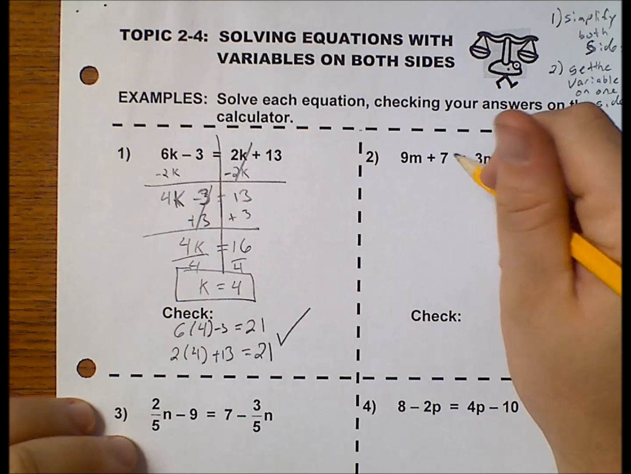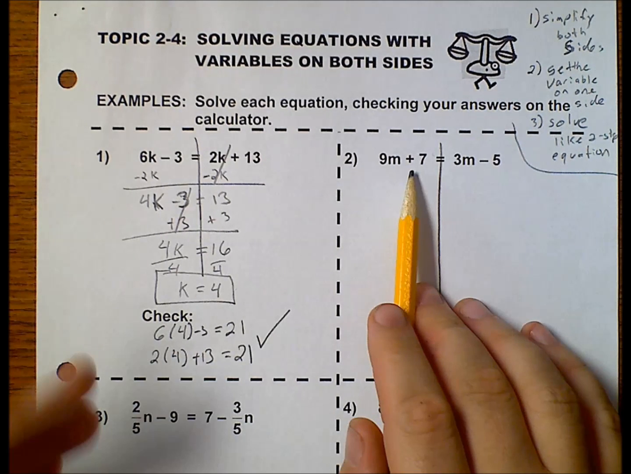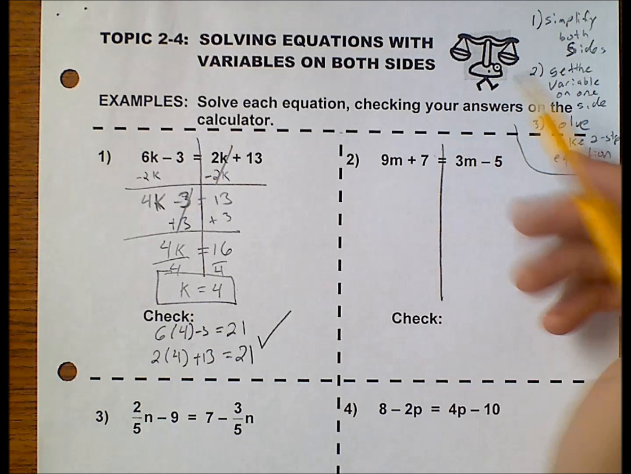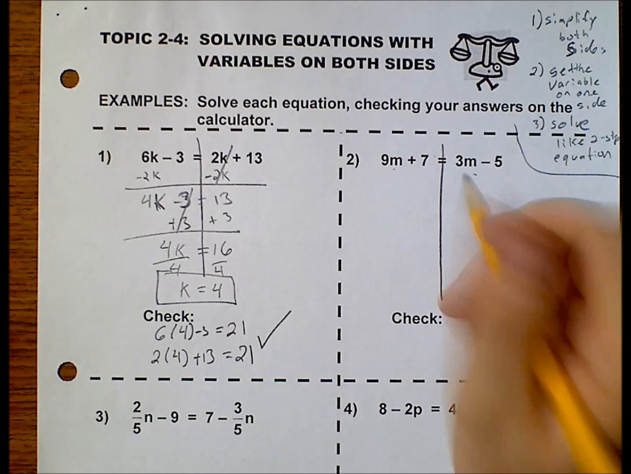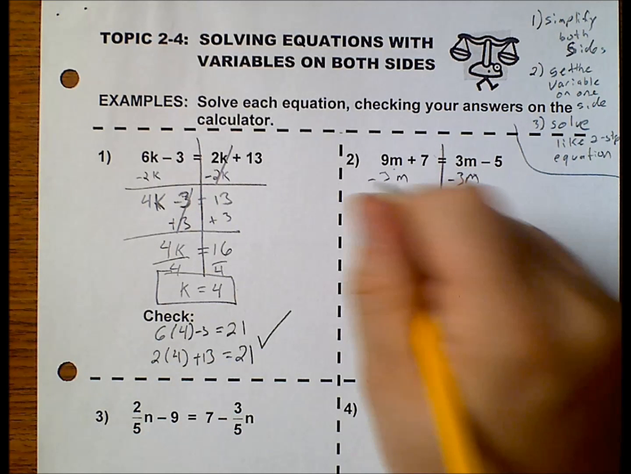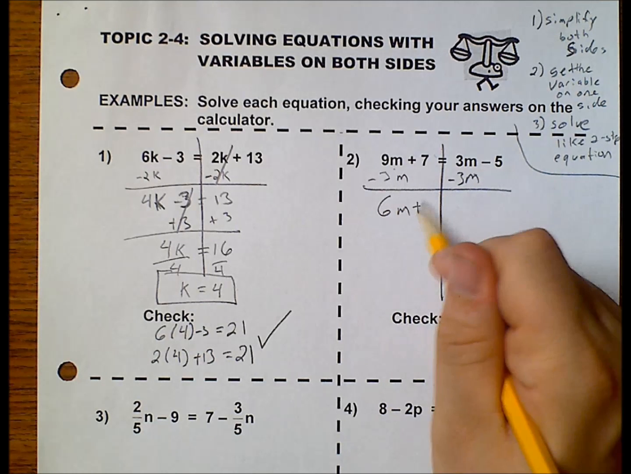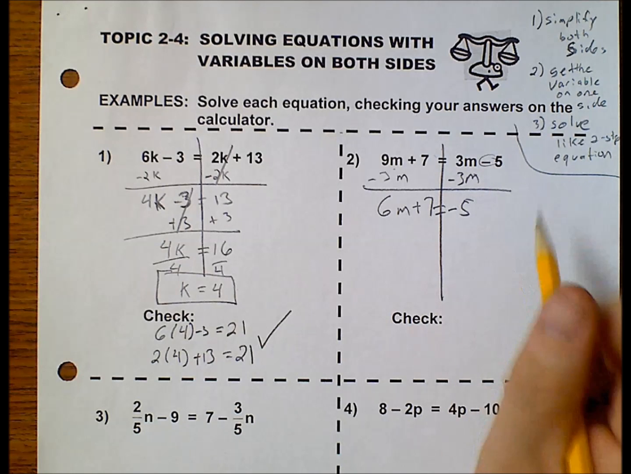Taking a look at problem number 2. Well, these are already as simple as they need to be. So, I'm going to either subtract 9m or 3m. The 3m is smaller, so I'm going to subtract it first. 9 minus 3 gives me 6m plus 7 equals negative 5. Don't forget to drop that minus sign.